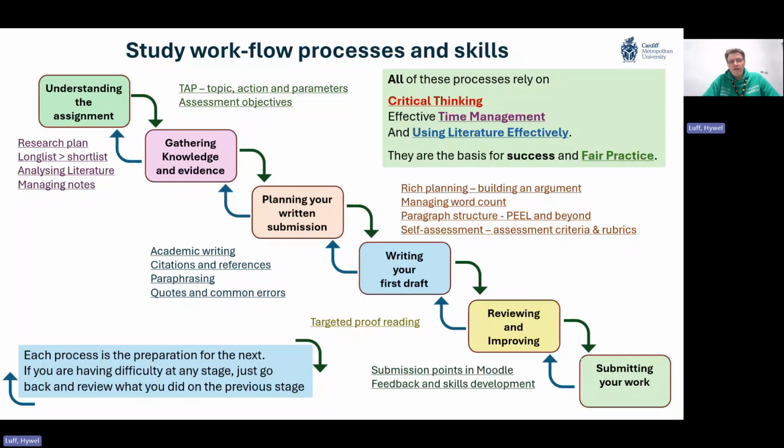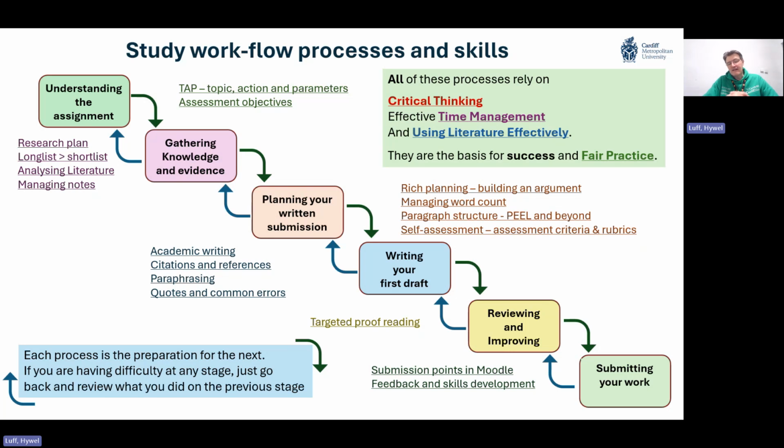Now, this is part of a wider set of skills that we teach in the academic advice team. This is a workflow diagram showing the types of skills that we will be encouraging you to develop, and also to separate out and grow your skill in each one of these particularly separately. So for today, we're looking at planning and paragraph structure, as well as going back a stage and thinking about those analysis skills in that gathering knowledge and evidence stage.